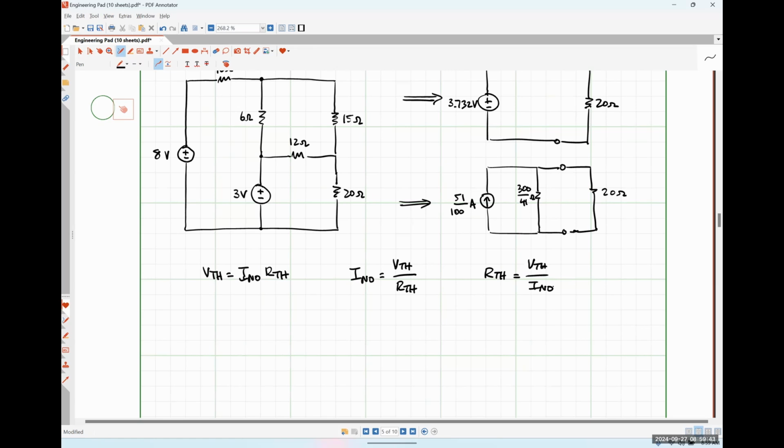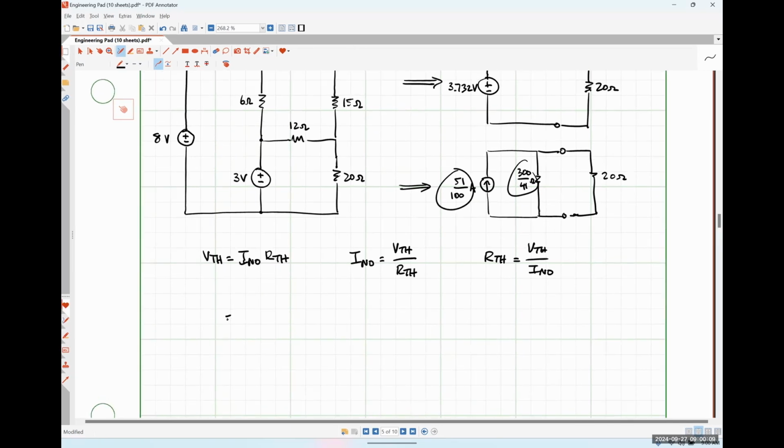Okay. So just for the sake of argument here, I'm going to take this 51 over 100 and multiply it by 300 over 41. Multiplying that, I get 153 over 41 volts, which is 3.732 volts. So we must have done everything correctly, because if we didn't, that wouldn't have come out that way.